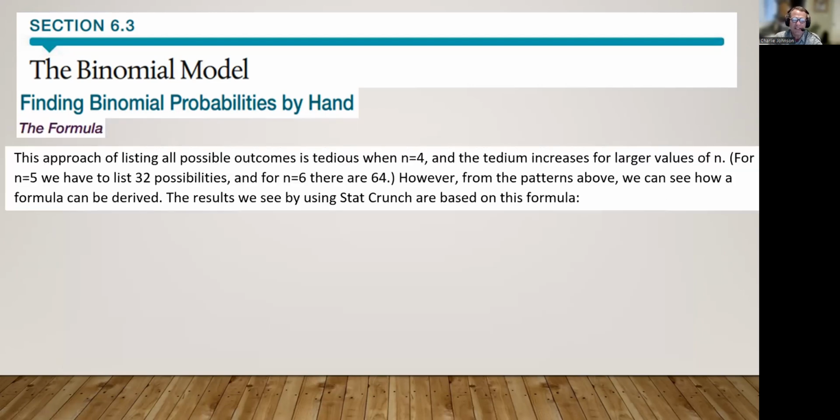So this approach of listing all possible outcomes is tedious when n equals 4. And once you start getting larger values of n, it becomes much more tedious. For n equals 5, we'd have to list 32 possibilities, and for 6, 64. So it's not really realistic to do this by hand. So from the patterns, we can see how a formula can be derived. And the results that we get, we see by using StatCrunch, are based on this formula. StatCrunch has a program inside, and we don't see all that stuff when we go into StatCrunch. But it's nice to know how the computer does it.